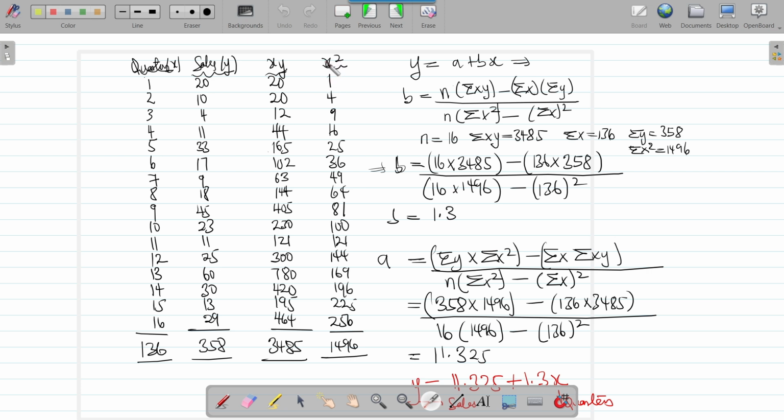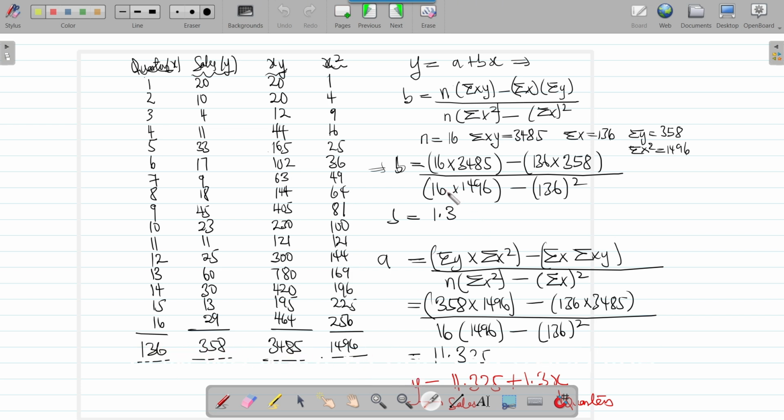Now, we move on here and square the X values. That is 1 up to 16. So 1 square is 1, 2 square is 4, 3 square is 9, 4 square is 16. After that, we sum all the values, and the totals is what you have over here.